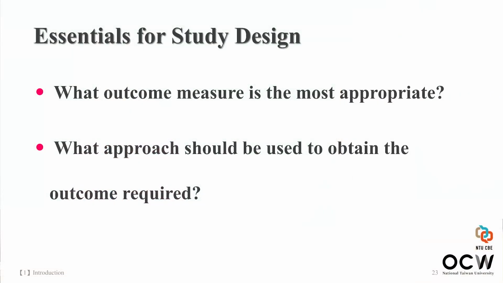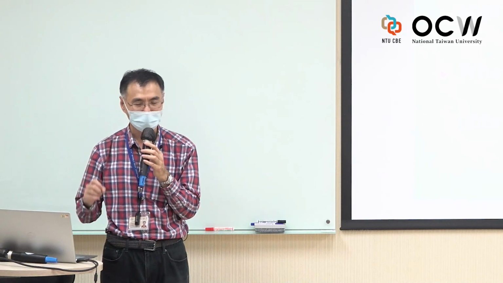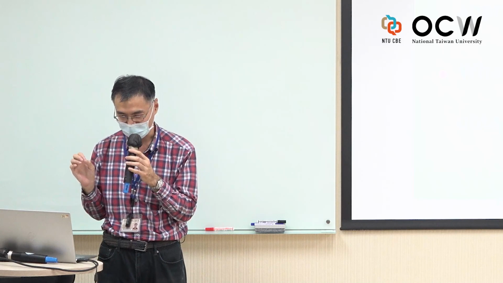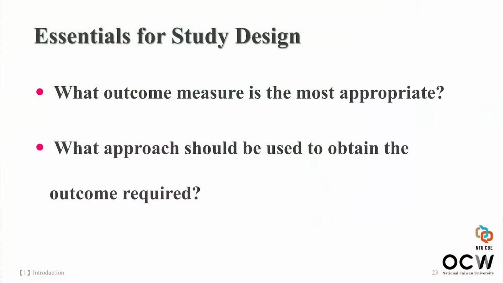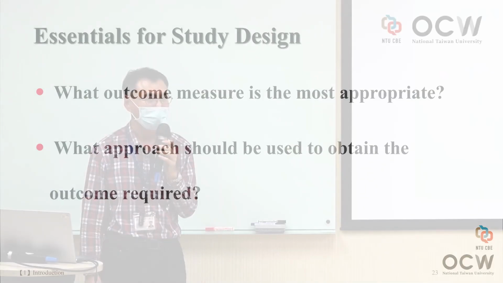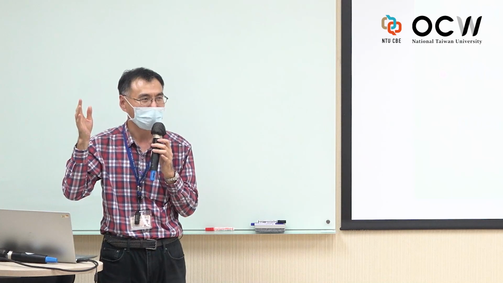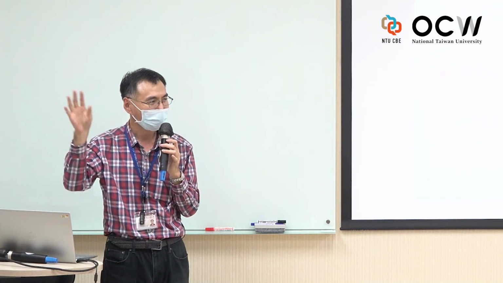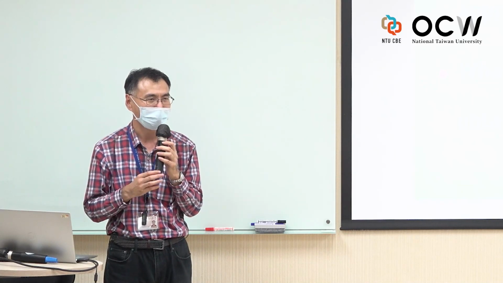Okay, so there are some essential components for study design. The first question is to ask, what outcome measure is the most appropriate? How can we get the correct information, or the information closest to the correct one? And what approach should be used to obtain the outcome required? Methodology. So that's why the methods section in any epidemiology article takes the most portion of it, right? In epidemiology, we do care a lot about methodology.